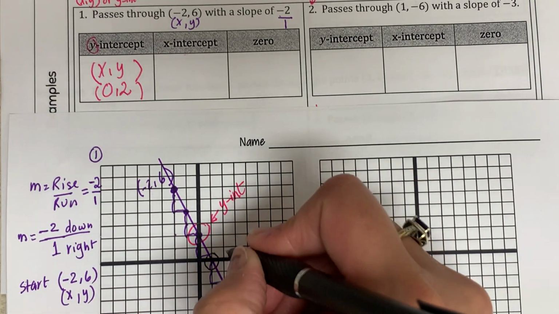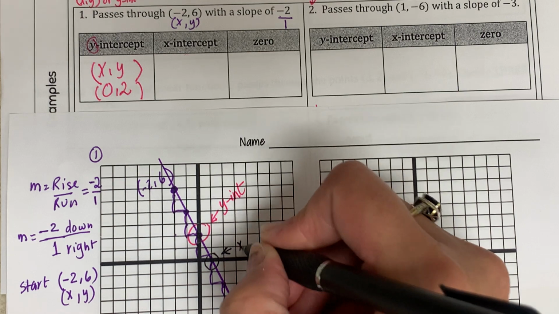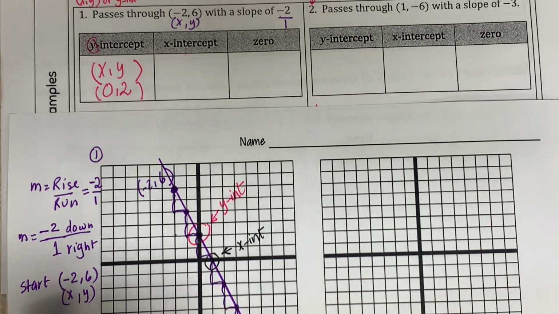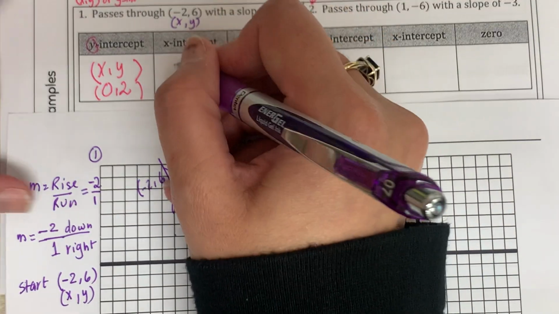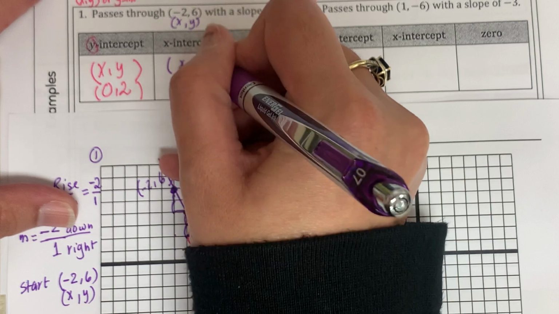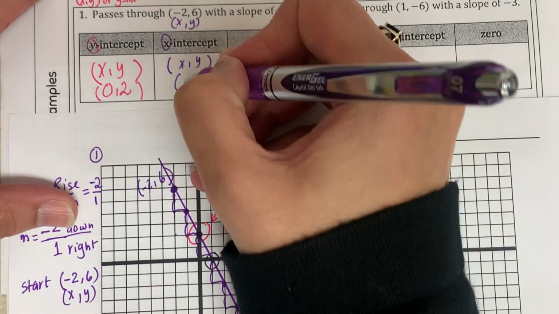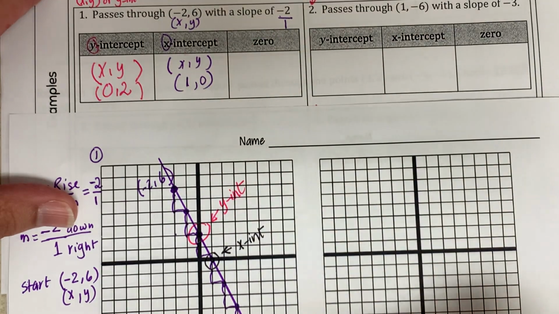This is the y-intercept. Sorry, this is the x-intercept. Circle it and write x-intercept. That value is 1. So let's write it out. X-intercept, x comma y. X-intercept should have the x value. So 1 goes here and 0.